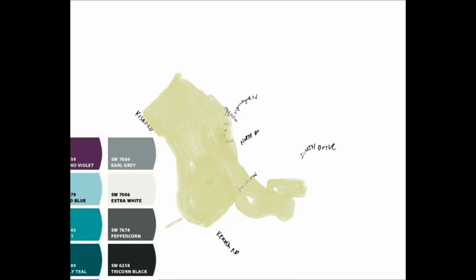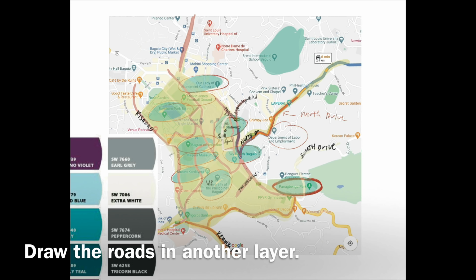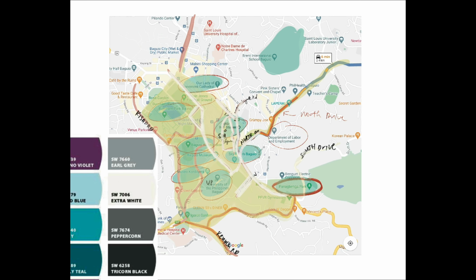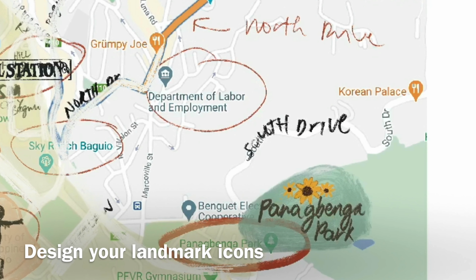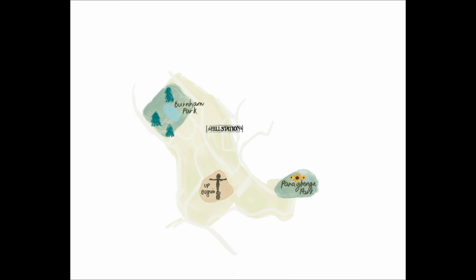On top of this layer, I blocked off the whole area using a different color. In here, it's the green color. Trace the roads on top of your background color. Now here is the fun part, designing your landmark icons.